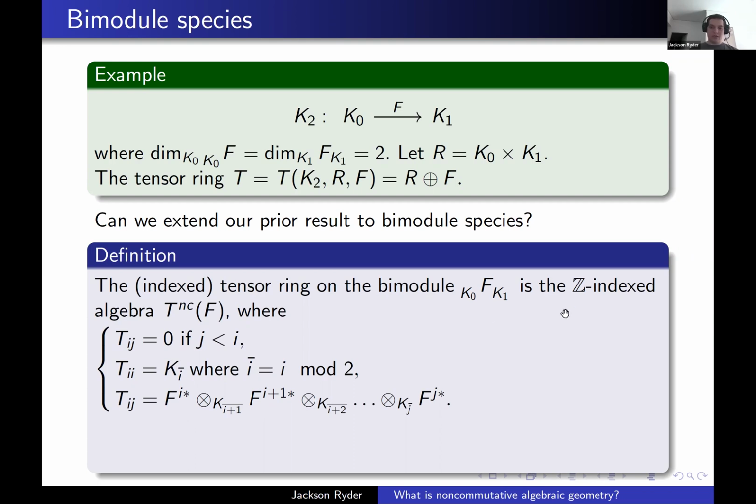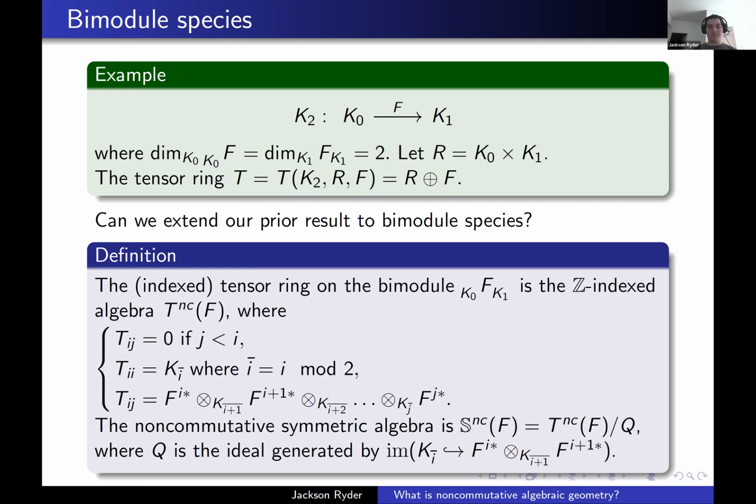Okay. So now if we take this index tensor ring and we quotient out by some commutativity relations in each degree, so that's what these are down here. It's not super important at this point what these are, but they're just our analog of the commutativity relations we have for the symmetric algebra. So if we quotient out this index tensor ring by this, we get the non-commutative symmetric algebra of this bimodule F. Okay.